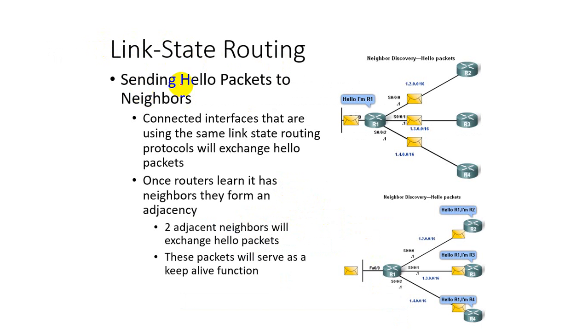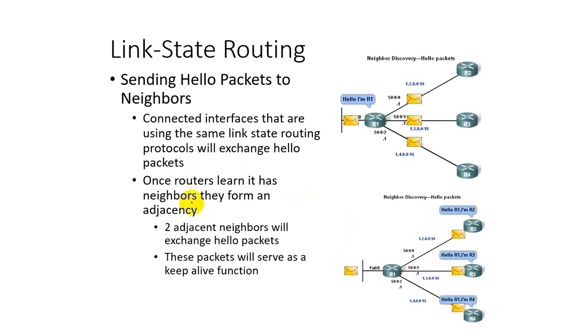Link state routing, sending hello packets to neighbors. As we have discussed earlier, R1 says hello to R2, and R1 again says hello to R3, similarly to R4. Then R2 will respond with its hello, saying hello R1, I am R2, and R3 says hello R1, I am R3. Similarly, they will exchange hello packets. Interfaces that are using the same link state routing protocol will exchange hello packets. As already said, this will say hello, and in turn it will also say hello to R1.